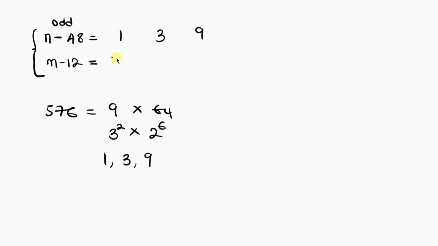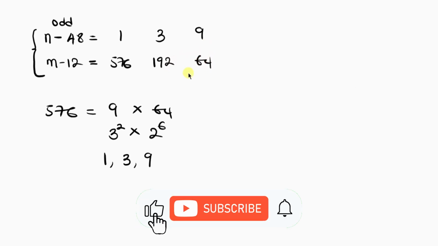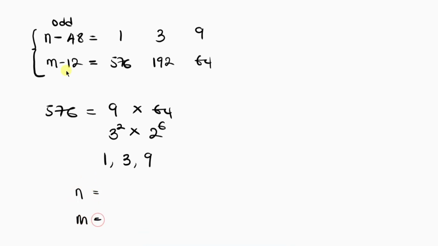So 1 times 576 is 576. 3 times 192 is also 576. And 9 times 64 is 576. So the value for n and m will be, for n, I'm going to be moving negative 48 to the right hand side to become plus 48. It goes to show that I'm going to be adding 48 to each of these terms. So 1 plus 48, that's 49. Now 3 plus 48, that's 51. And 9 plus 48, I'm going to be having 57.